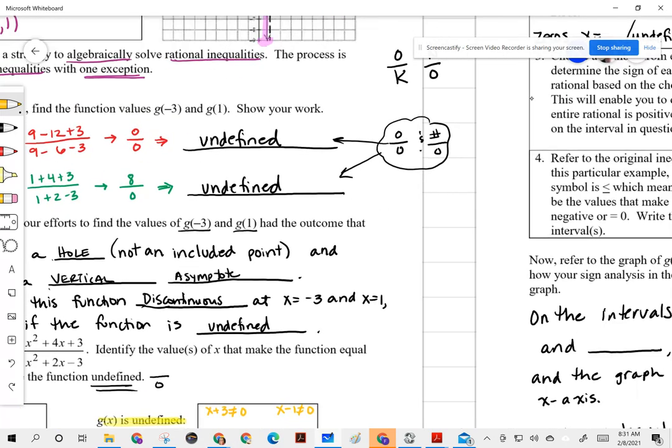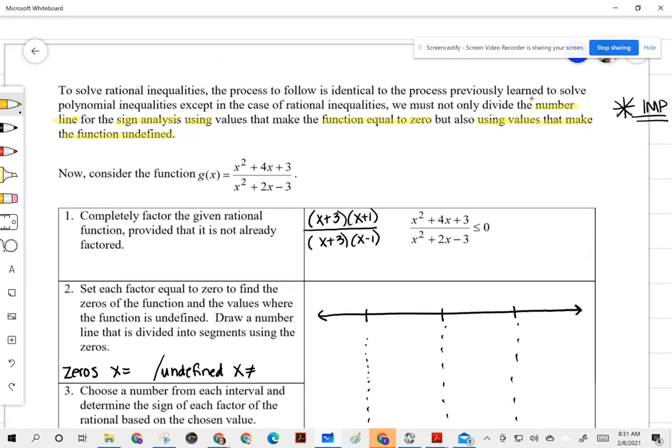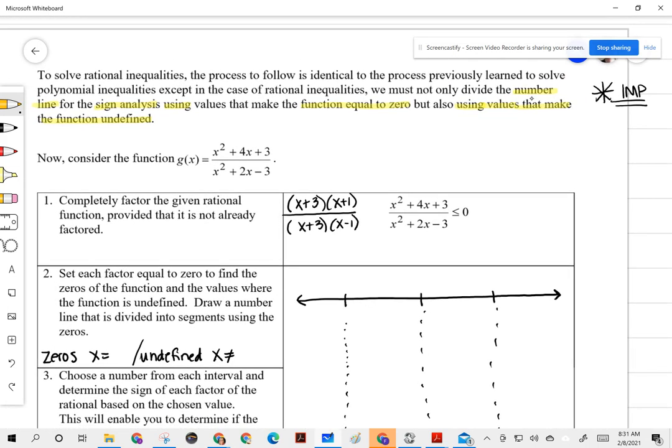So let's take a look at what's happening over here. So we're doing our number sign analysis. Okay, so this process is identical to what we use with polynomials. However, and this is the part that's important, not only is our number line going to be divided by where we put the function equal to 0, but also using the values that make the function undefined. And so this is the part where it is going to be new.